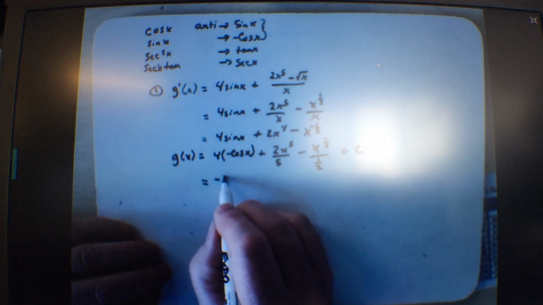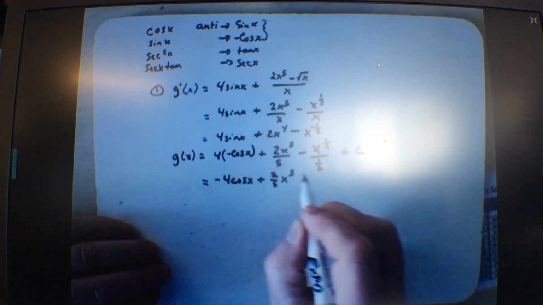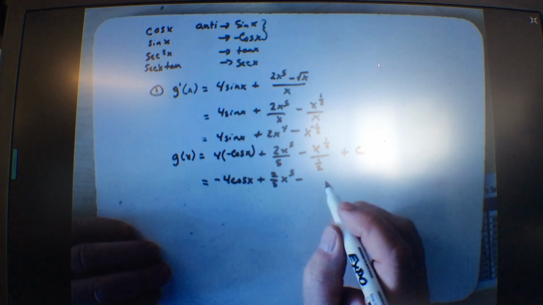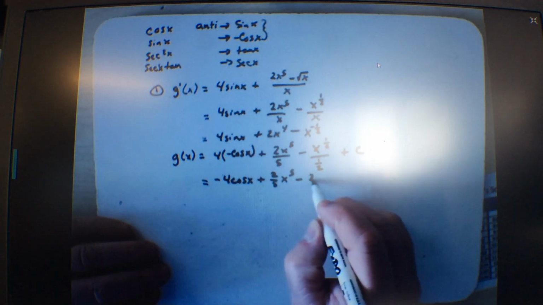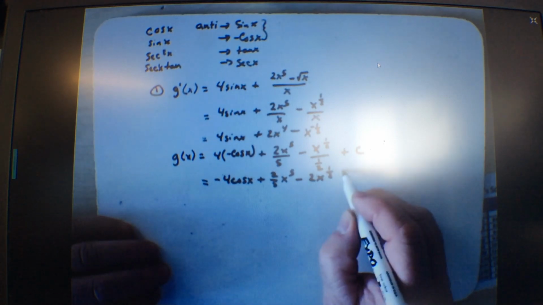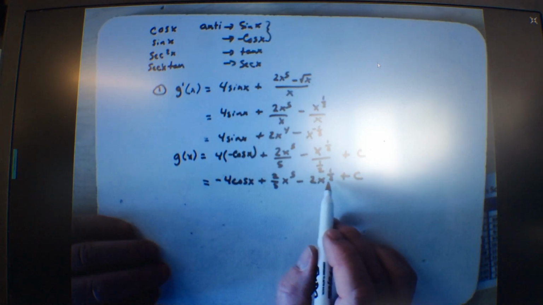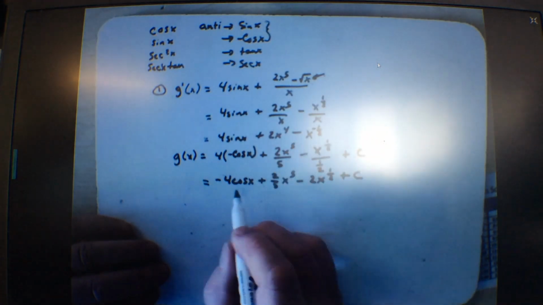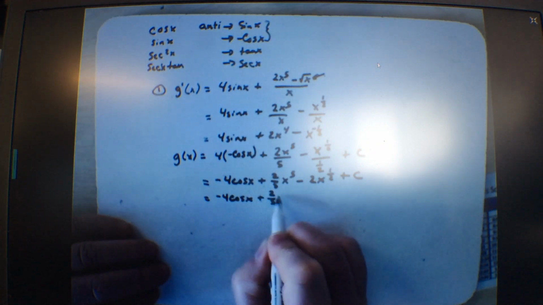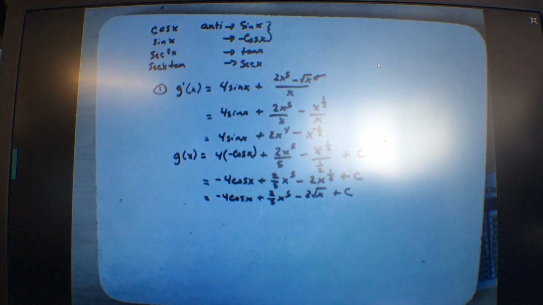So if I simplify this, I get a negative 4 cosine of x plus 2/5 x to the 5th. When you divide by 1/2, it's the same as multiplying by the reciprocal. So it's 2x to the 1/2, since the reciprocal of 1/2 is 2, plus c. Now you can double check this. Since we started with a square root in the original, it might be best if we end with that square root. So it'd be plus 2/5 x to the 5th minus 2 times the square root of x plus c. Questions?